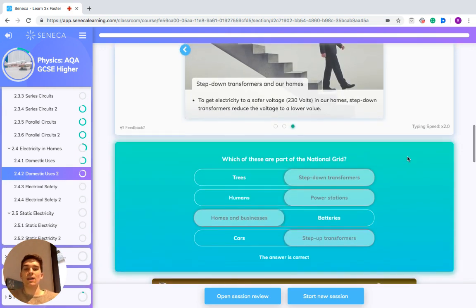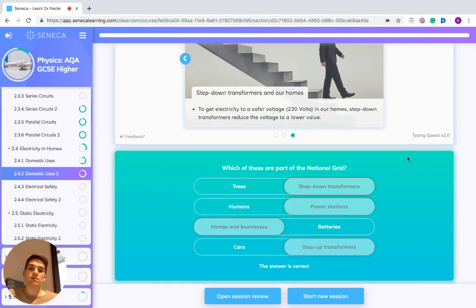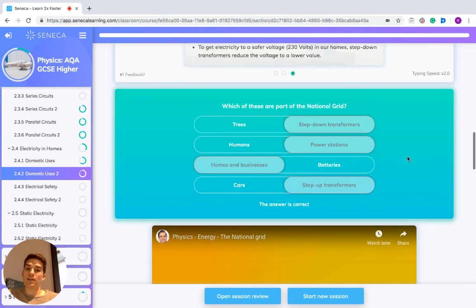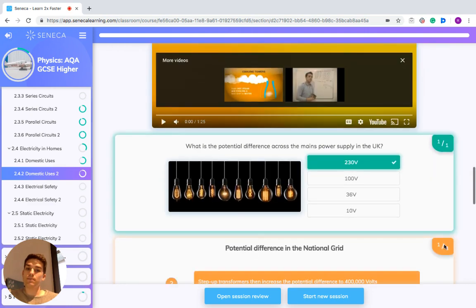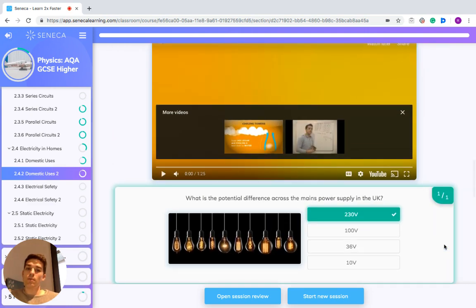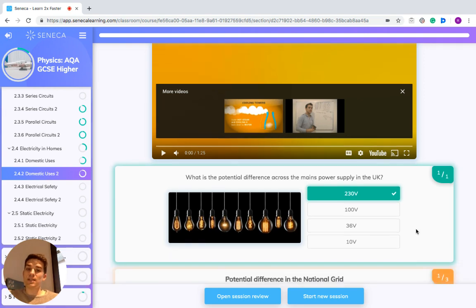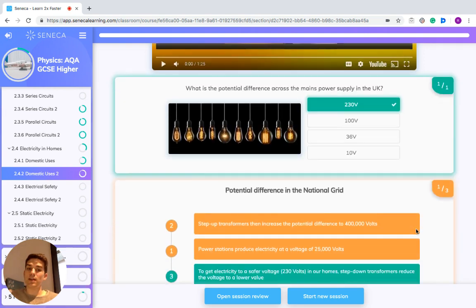So to recap some of those parts of the national grid again, we've got, first of all, the power stations, then we've got step-up transformers, which increase the voltage and reduce the current, and then we have step-down transformers that put it down to 230 volts, and that then goes into homes and businesses. And remember, 230 volts is the potential difference of the mains power supply in the UK.